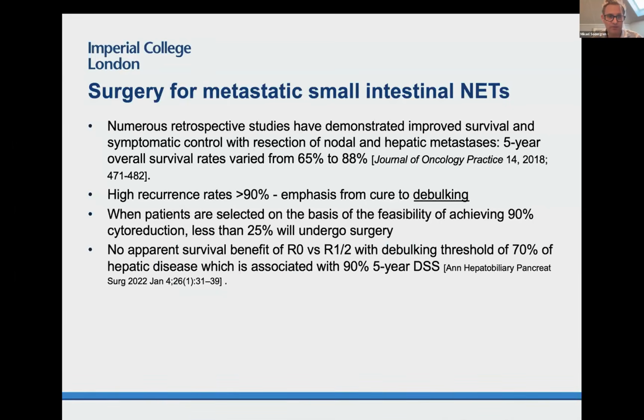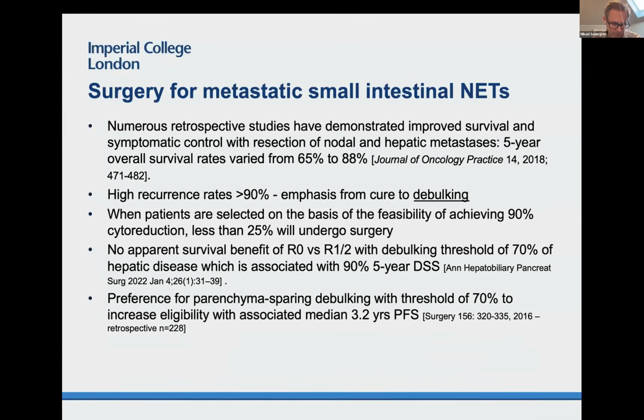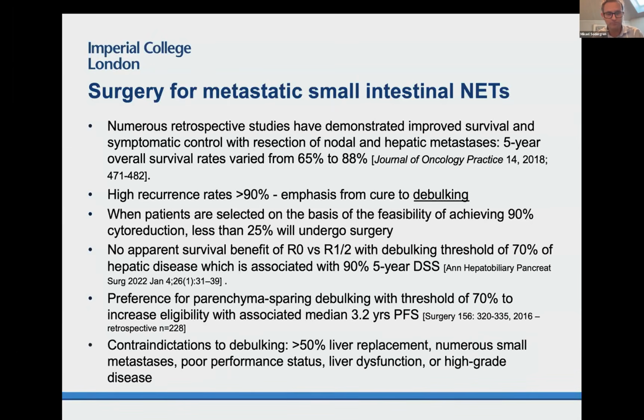But some studies subsequent to this have shown that there's no apparent survival benefit between R0 and R1, R2 resection with a debulking threshold of 70% of hepatic disease. That's associated with a 90% 5-year disease-specific survival. And so that is what we try to aim for now. What we try to do is parenchyma-sparing debulking when we apply the threshold of 70%, so that we can increase the eligibility, and that's associated with a median 3.2 years progression-free survival.